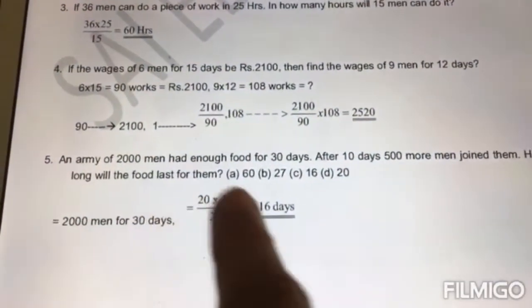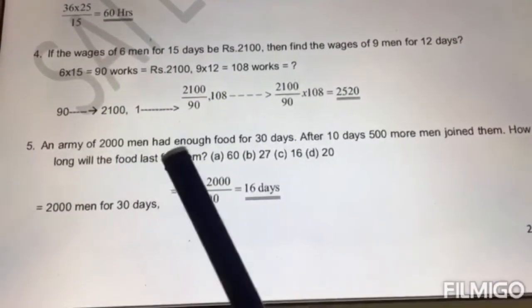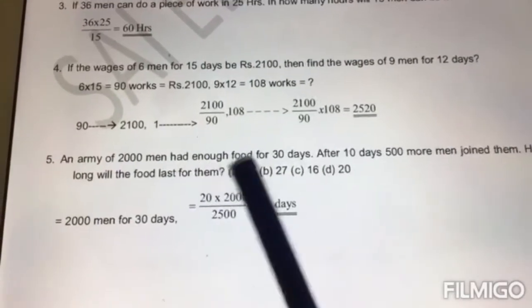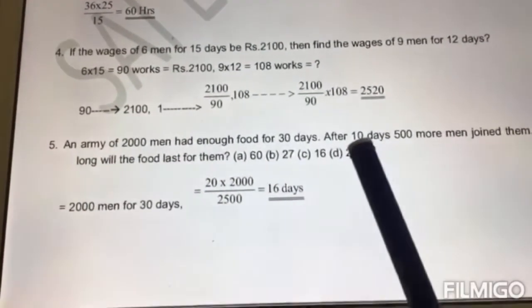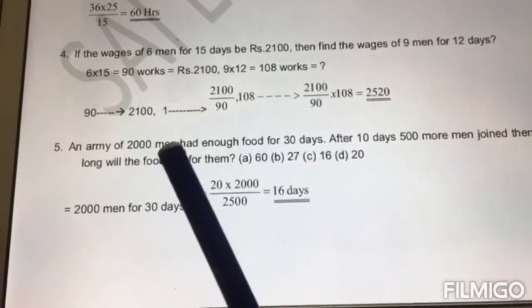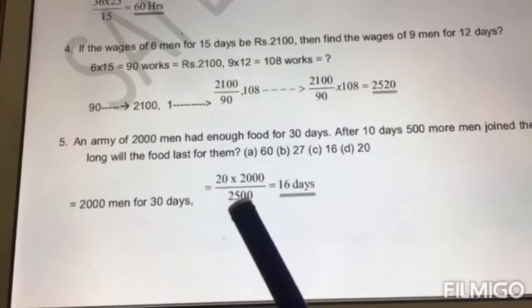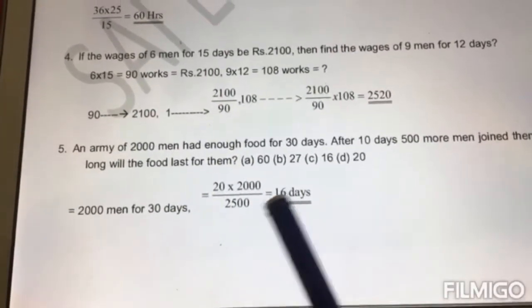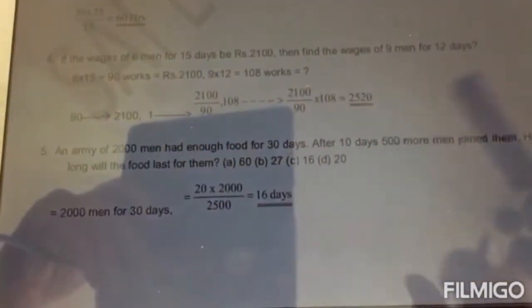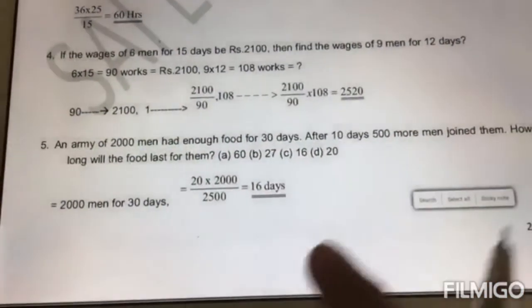How long will the food last for them? Okay, so we have 2000 men with food enough now for 20 days because 10 days have passed. The number of men now is higher and it is 2500. So how many days will the food last for 2500 men?